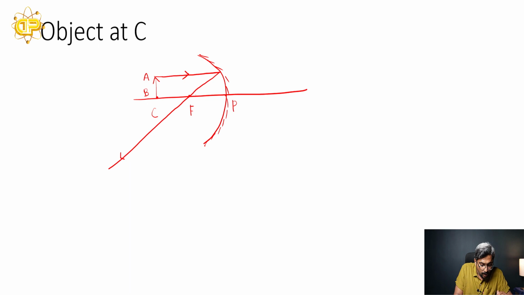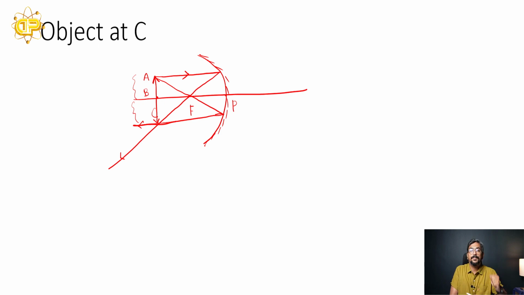Now the next ray will be passing through the principal focus, and after reflection it will just move parallel to the principal axis, and somewhere here they will meet, right? At this point you can see the image will be formed, that is exactly at C the image will be formed. And one more very important thing is that if you see the size, definitely both the sizes are equal.